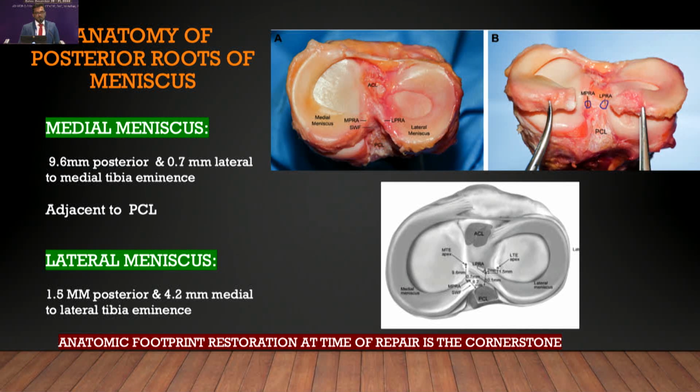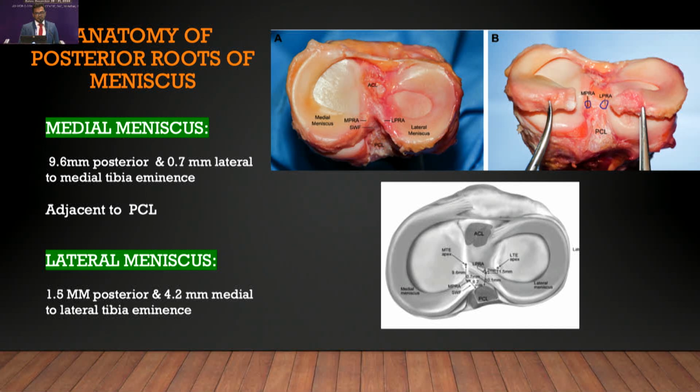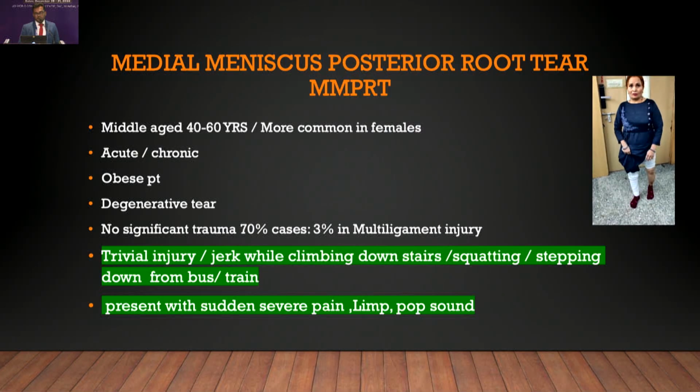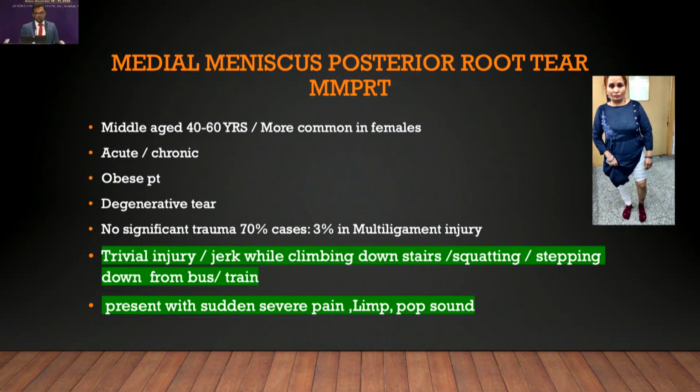So a lot of good talk has been given by my friend regarding the anatomy. Just to highlight, the medial meniscus posterior root is very adjacent to the PCL, and the lateral meniscus is about 1 millimeter posterior to the lateral tibial eminence. It's very important that the anatomic footprint is restored during the reconstruction to give the best result.